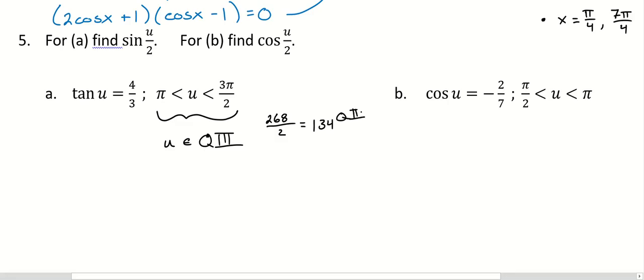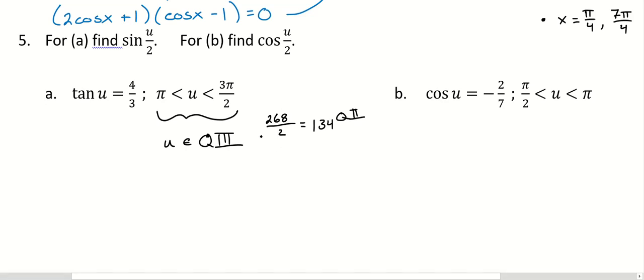And the reason that I care about this is if I'm trying to find the sine of u over 2 and it lives in quadrant 2, then it's going to be a positive. Now, I would also check the smaller side of that. 182 is a nice angle in quadrant 3 that I could cut in half.